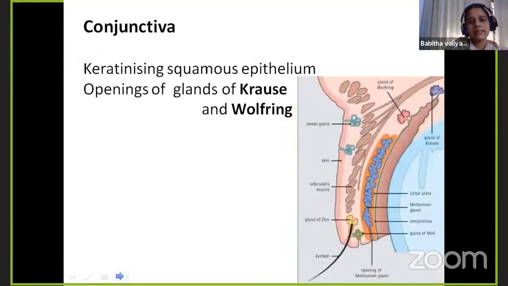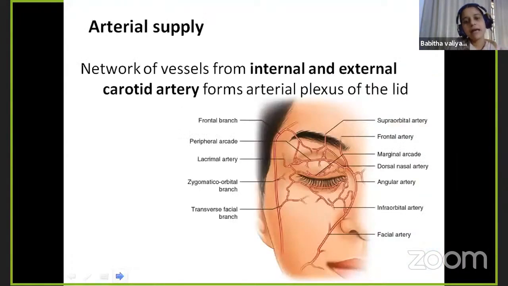The conjunctiva has a non-keratinized squamous epithelium, and we can see the openings of accessory lacrimal glands like the glands of Wolfring and Krause in the palpebral conjunctiva. Then, arterial supply. The upper eyelid is supplied by branches from the internal carotid artery, whereas the lower lid is supplied by branches from the external carotid artery. These two vessels form a rich arterial plexus in these lids.